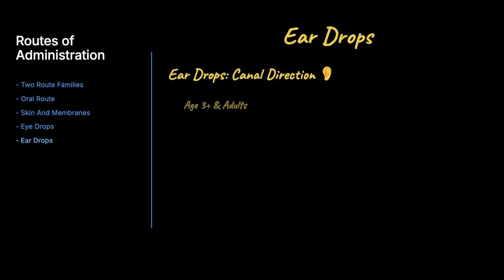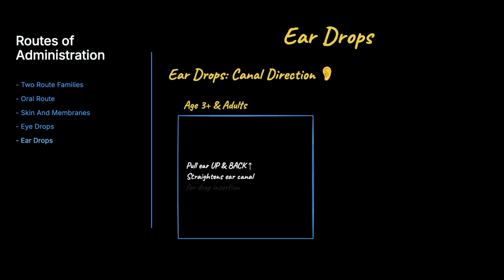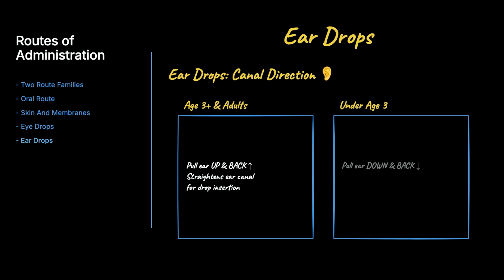Eardrops have a memorable age rule that examiners adore. For adults and children 3 years and older, gently pull the ear up and back to straighten the canal. For children younger than 3, pull the ear down and back instead. Then have the client stay lying on their side for a few minutes.